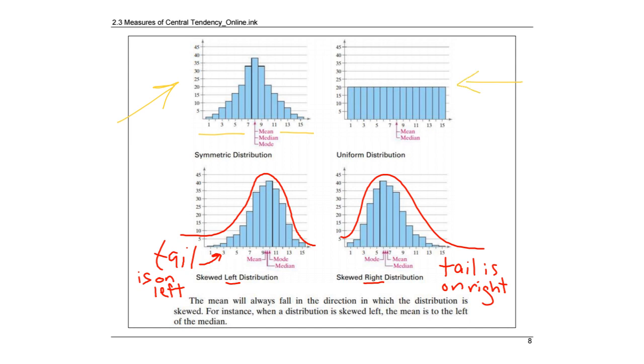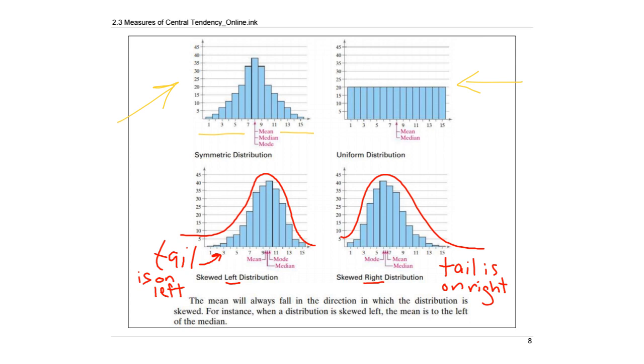Now this next one on the top right is what we call a uniform distribution. It's really symmetric also because if we folded it in half, the left side would sit right on top of the right side. They would mirror each other. There's not going to be a mode because everybody has the same frequency, but there is a median and a mean that's going to be right in the middle.